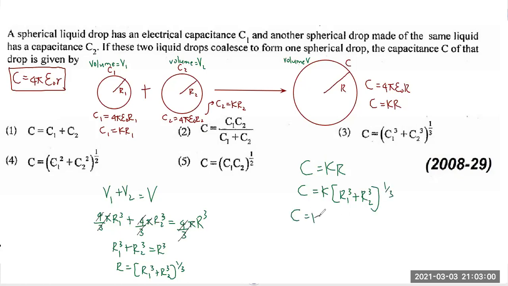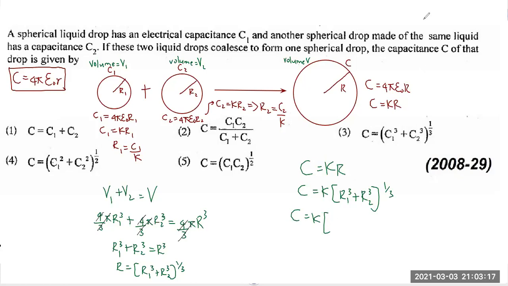And C equal K within bracket. What is R1 cube now? R1 cube can be written here from this equation. You can write R1 cube like this, no? R1, actually, R1 is equal to C1 over K. And what is R2 here from here? R2 is equal to C2 over K.